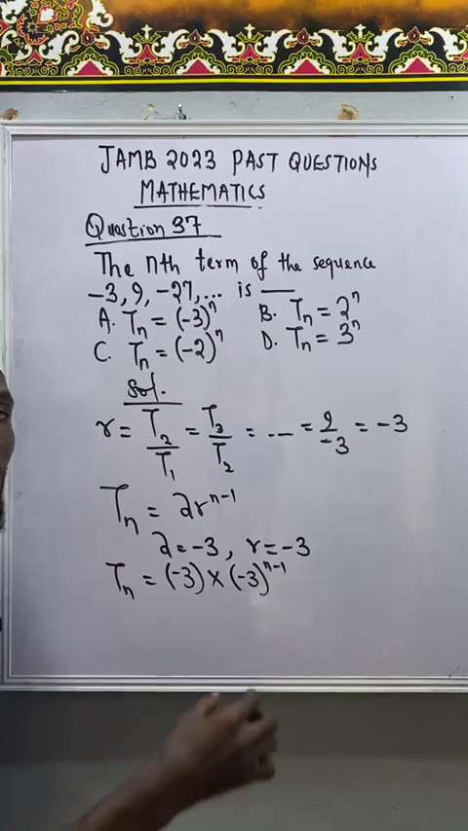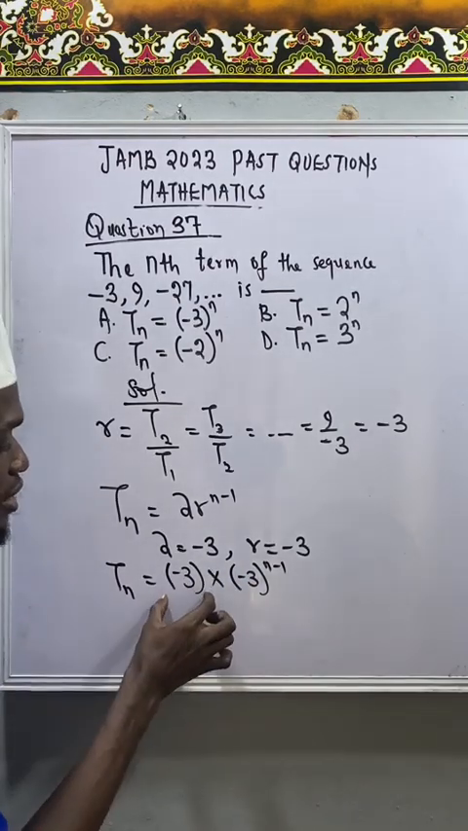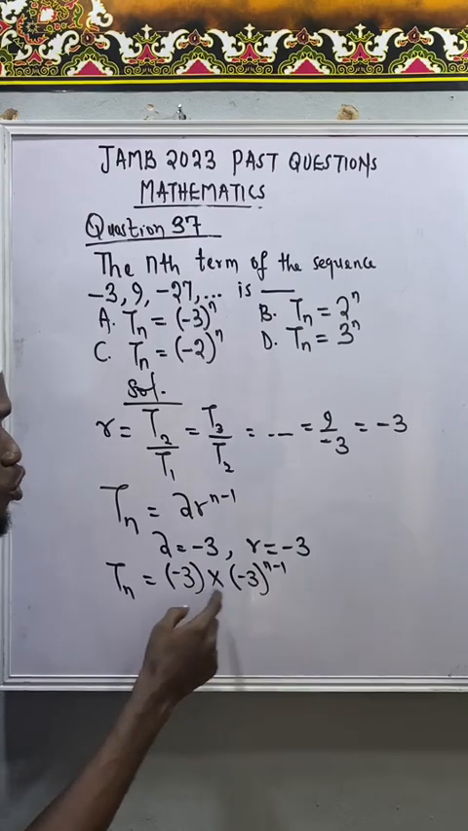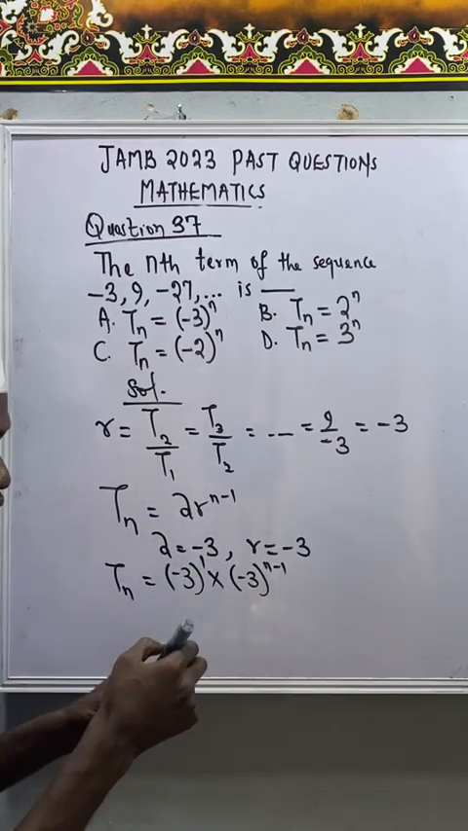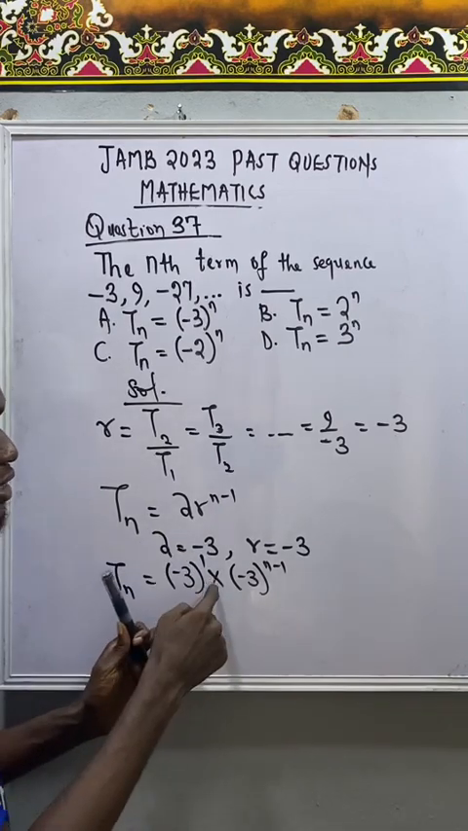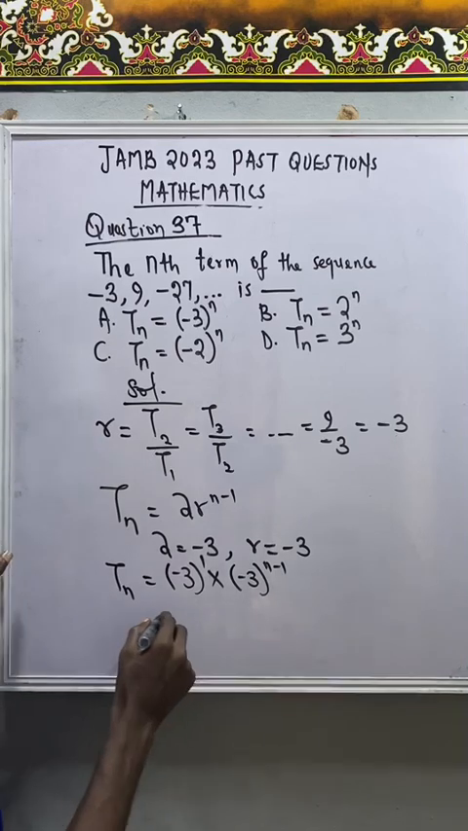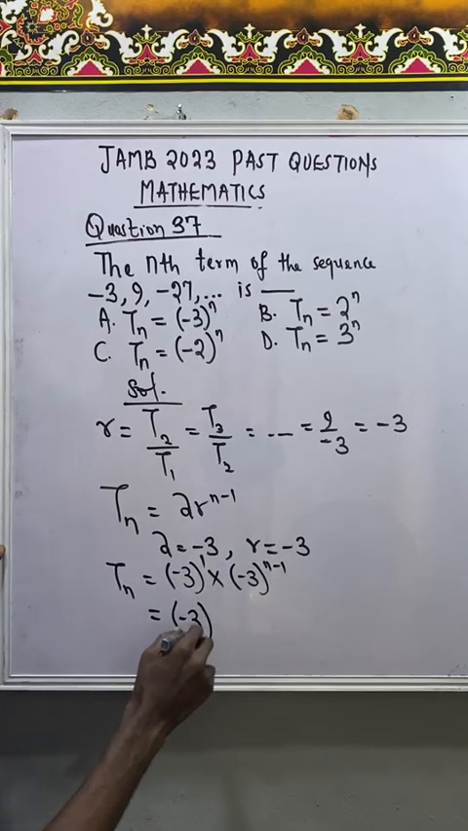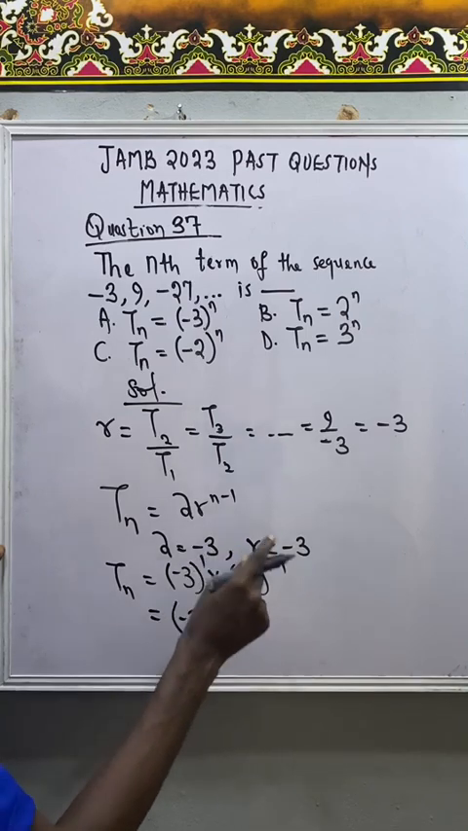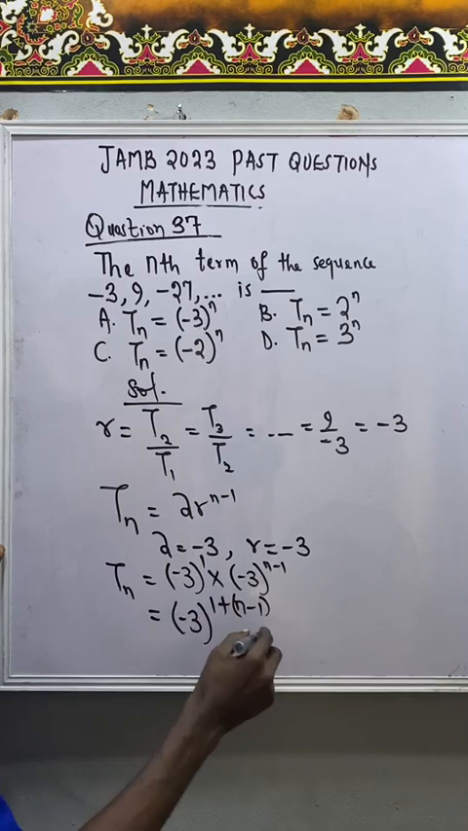If we have two numbers of the same base but with different powers, the power on top of this being 1, and multiplication is connecting them, just add their powers together. That means I can take one of these as minus 3 raised to the power of 1 plus the power on top of this, which is n minus 1. Let's write it in brackets.